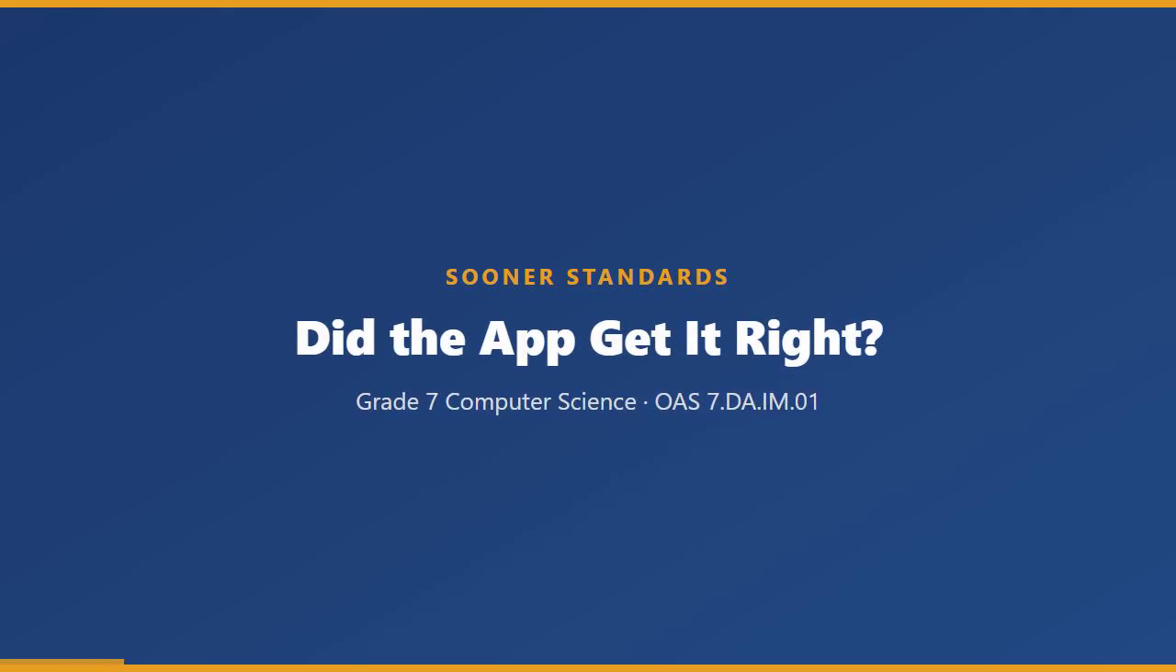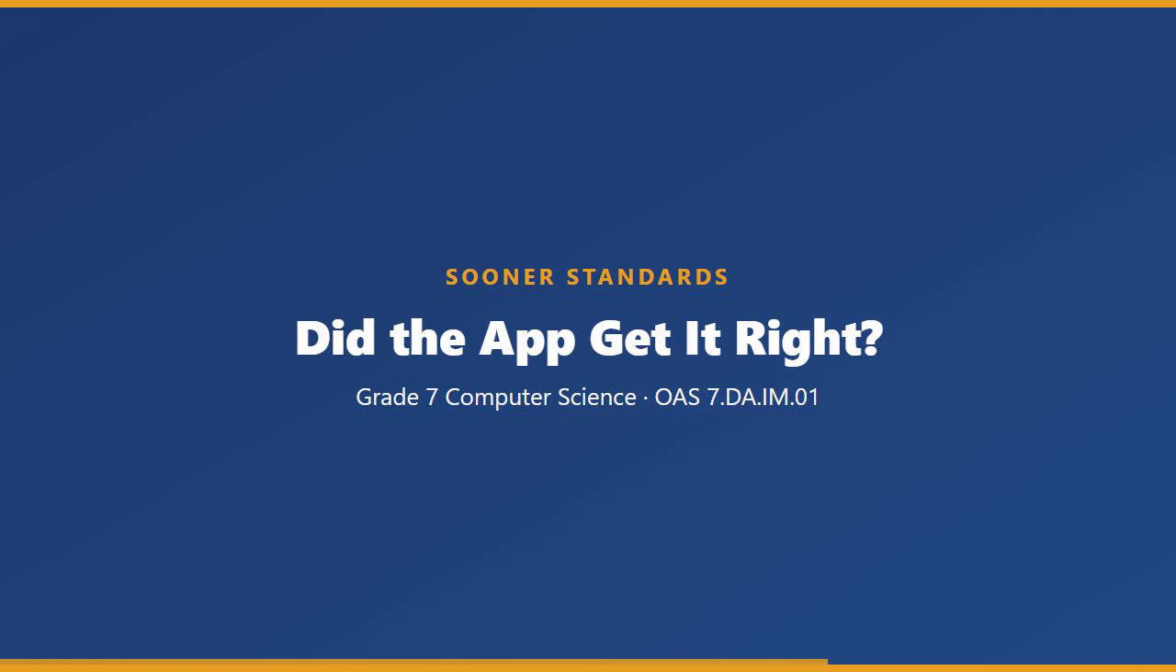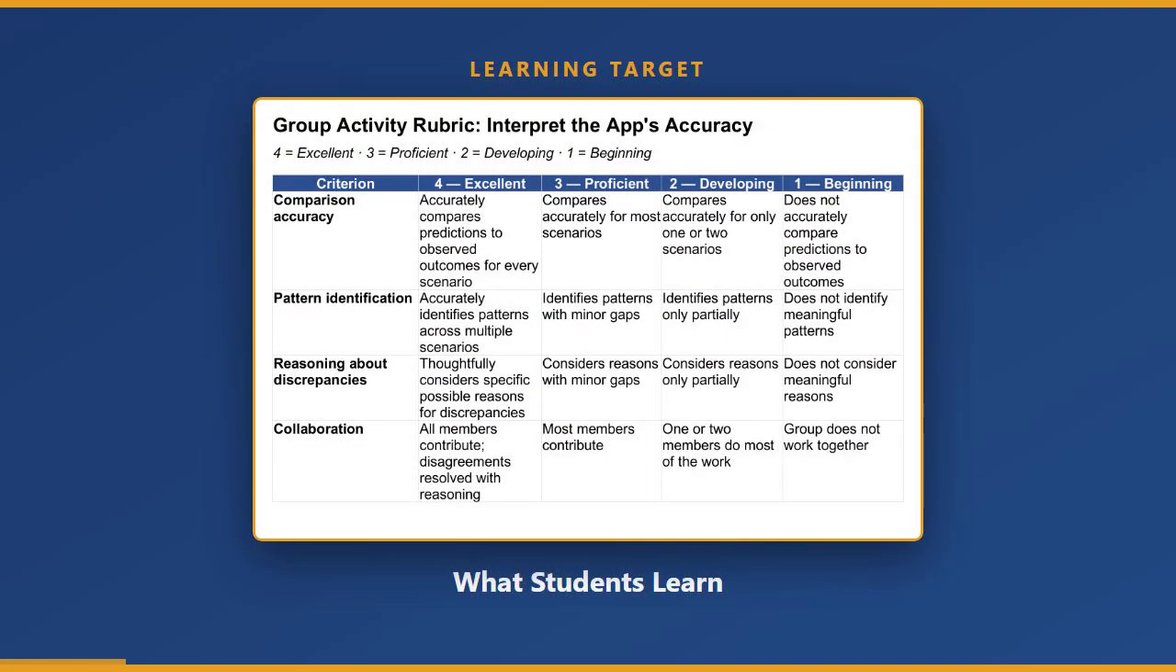From Sooner Standards, Interpreting How Well Everyday Apps Predict, a complete Grade 7 computer science unit for Oklahoma Standard 7.DA.IM.01. Students learn to discuss the accuracy of a model by comparing its generated results, like an app's predictions, with observed data, what actually happens.